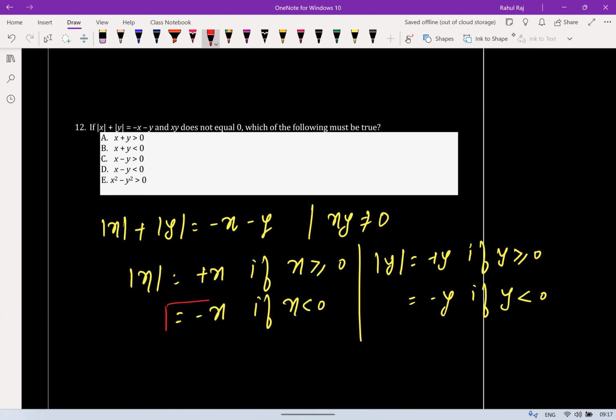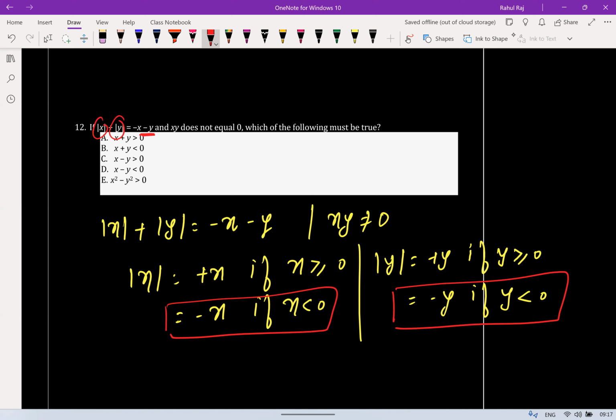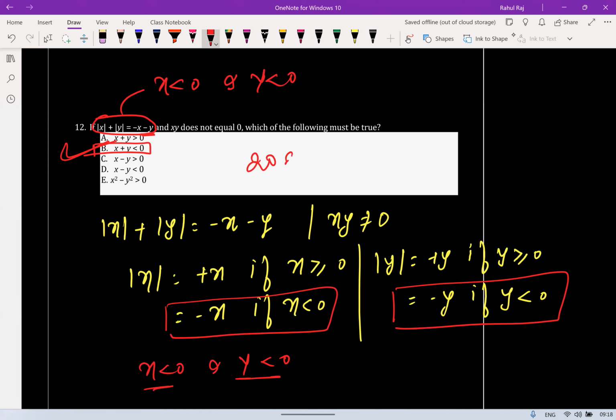So check here. Mod x is equal to negative x when x is less than 0. Mod y is equal to negative y when y is less than 0. It says mod x plus mod y is equal to negative x minus y. When is this possible? Only when x is less than 0 and y is less than 0, right? So you can combine both of these into one. Why not? This entire thing is only possible, Alexa, when x is less than 0 and y is less than 0. And if x is less than 0 and y is less than 0, x plus y has to be less than 0. So straightforward, 20 seconds.